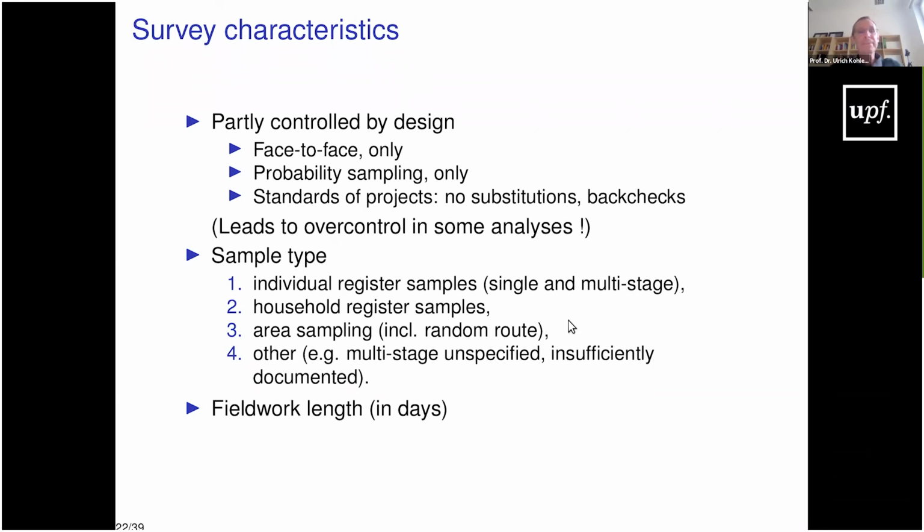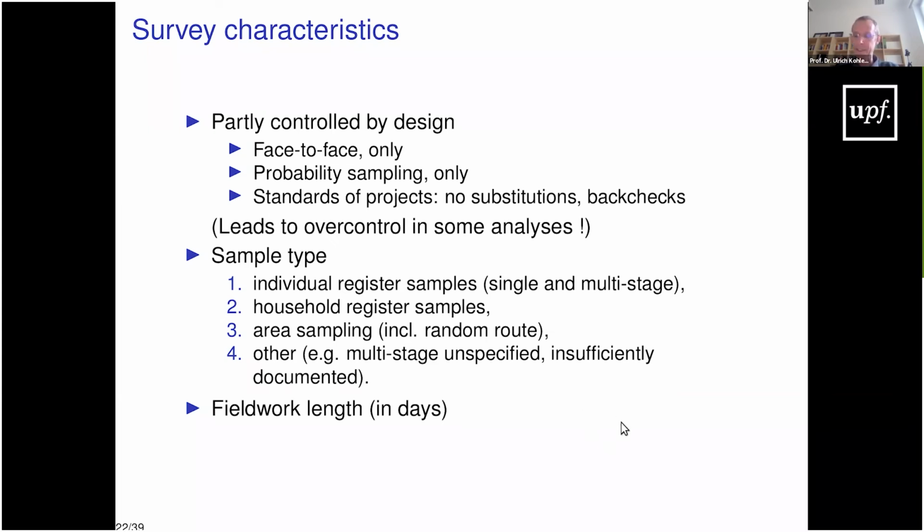Then we measured sample type: individual register samples, household register samples, and area sampling, which includes random route as the major case. There are two different ways of random route. One first enrolls the addresses and sends the interviewers to the addresses later, while in the other the interviewer does the random route and starts the interview immediately, which some people call random route light. That is all under the term area sampling here. And then we have others, which is multi-stage, unspecified, insufficiently documented. So that's a catch-all category of all those which cannot be put under one of these headings.